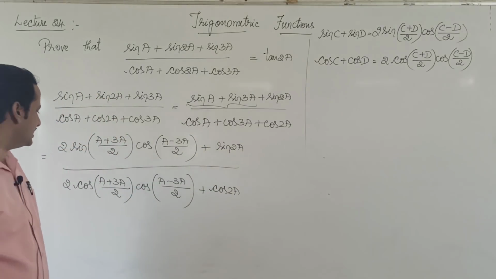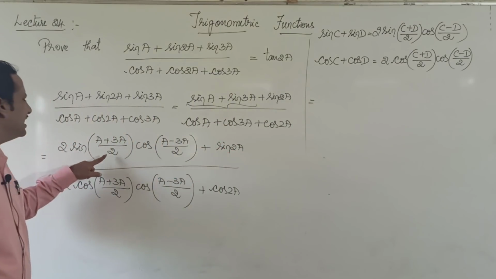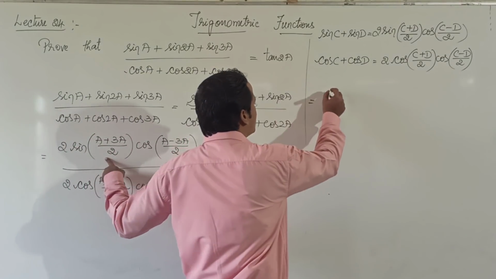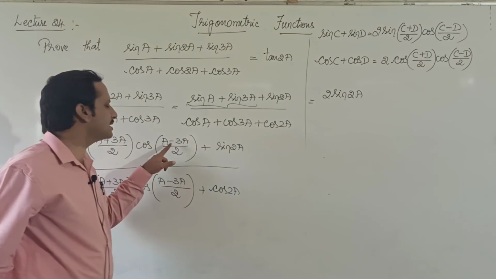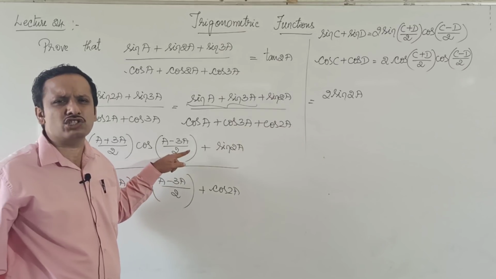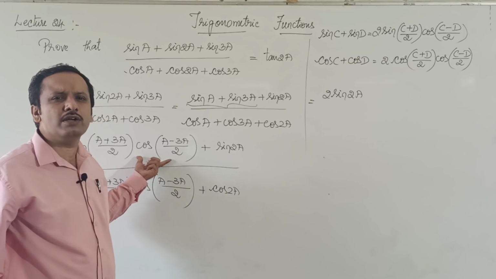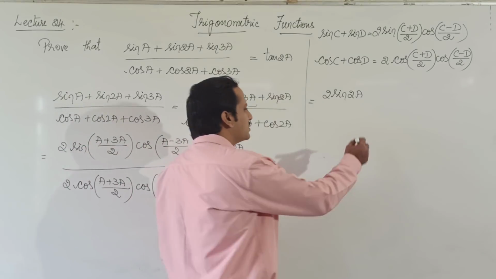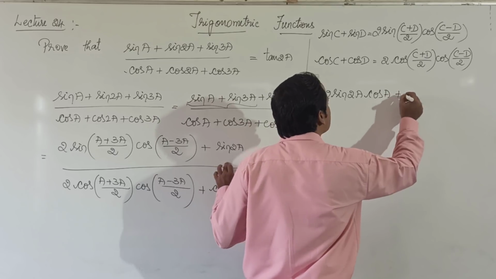This is equal to, I will continue here, (A+3A)/2. A plus 3A, what do you get? 4A. 4A by 2 is 2A. So, this will be 2 sin 2A into cos((A-3A)/2). A minus 3A is minus 2A. Minus 2A by 2 will give you minus A. So, here we are going to get cos of minus A. Cos of minus A is the same as cos A, because cos of minus theta is equal to cos theta. So, this will be cos A only, plus sin 2A.